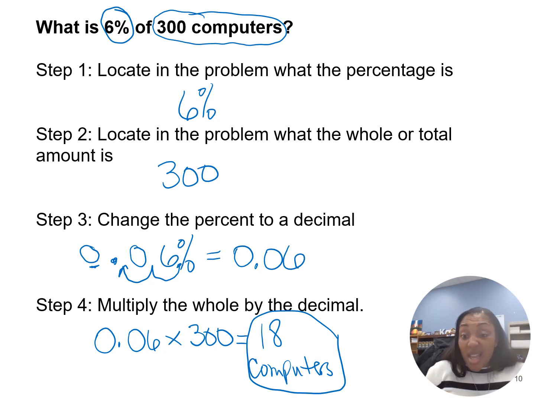So does that make sense? If 300 is the total, that's a lot of computers. I'm only taking 6%. That's a small piece because remember, we're pretty close to 0. So it makes sense that I get a small number, that I get 18. That means I'm not getting most of the computers. Most of the computers you're keeping. I'm only taking 6%, so I'm only getting a few of them.